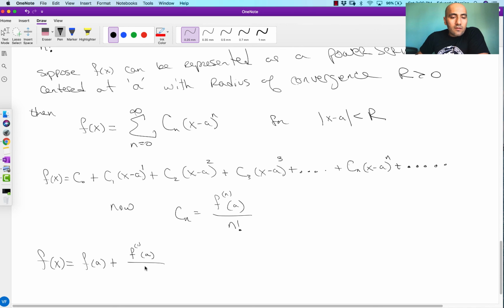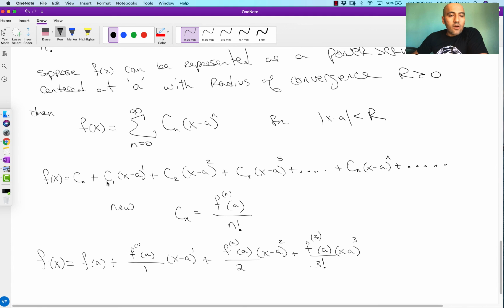evaluated at a, divided by 1, times x minus a to the first power, plus the second derivative of our function, evaluated at a, divided by 2, times x minus a squared, plus the third derivative of our function, evaluated at a, divided by 3 times 2 times 1, which we can just rewrite as 3 factorial, times x minus a to the power of 3.